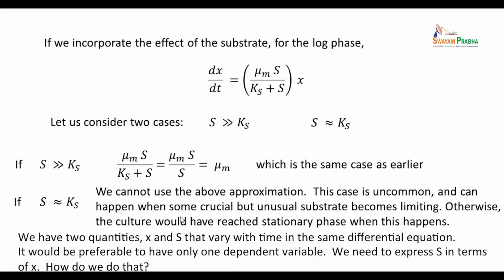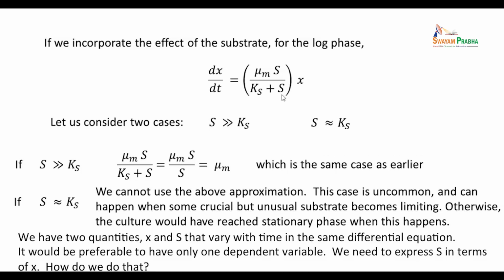We have two quantities here, x and s, that vary with time in the differential equation, and of course you know that it is preferable to have only one dependent variable, either x or s, not both. That becomes difficult here. So if we can convert one in terms of the other, s in terms of x, preferably, because we are looking at x, we have x's all over. If we can express s in terms of x, then we can solve this equation. How do we do that?